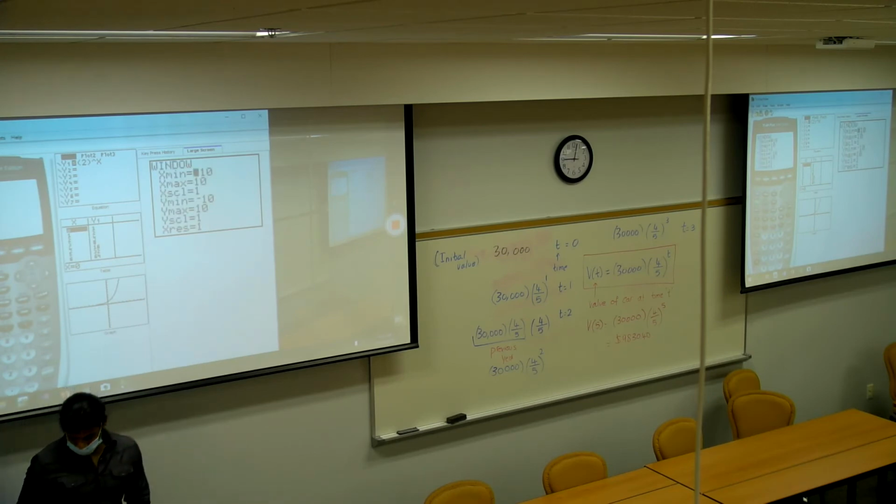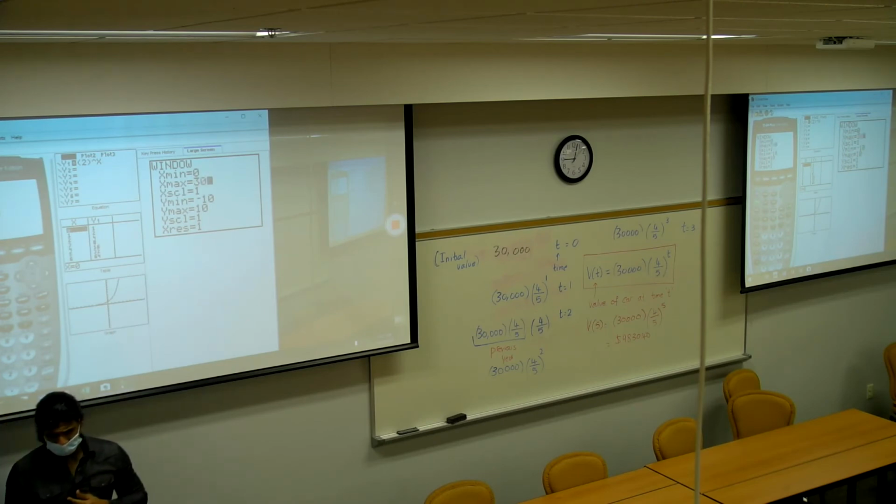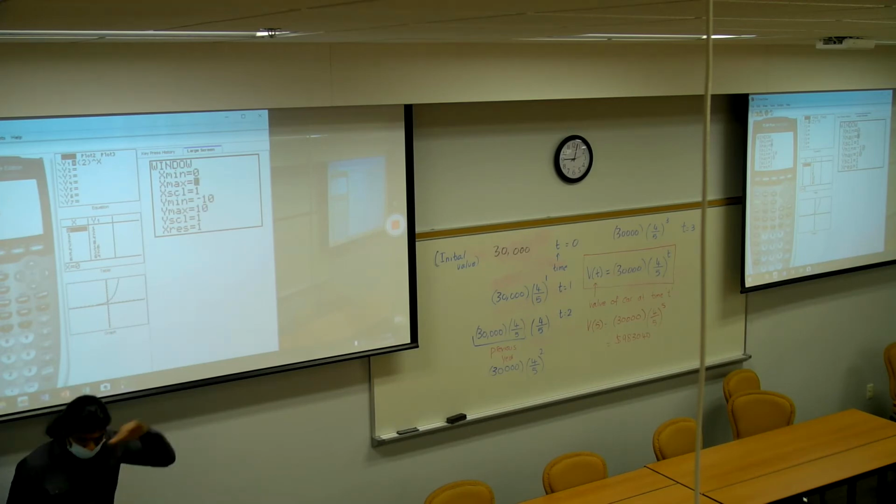Well, the minimum would eventually be 0. Agreed. Over time, the price of the car is going to keep on decreasing. It is going to become 0. The maximum should be the initial value we started with, 30,000. Oh, sorry. X is the time.